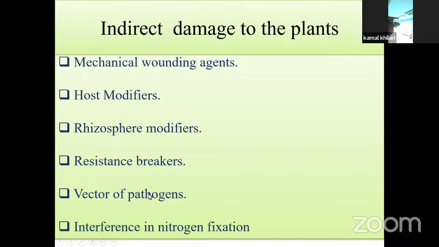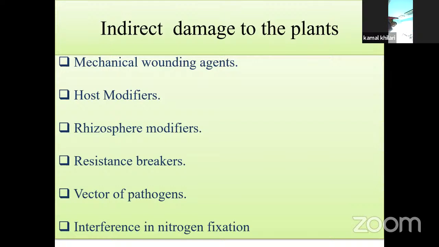There are some nematodes which are responsible for carrying the virus. Particularly, there are two viruses, Nepo and Tobra virus. These two viruses can be transferred from infected plant to healthy plant with the help of only these nematodes. There are Trichodorus, Paratrichodorus, Xiphinema. These are the nematodes. Without these nematodes, this virus cannot be transferred from diseased plant to the healthy plant.